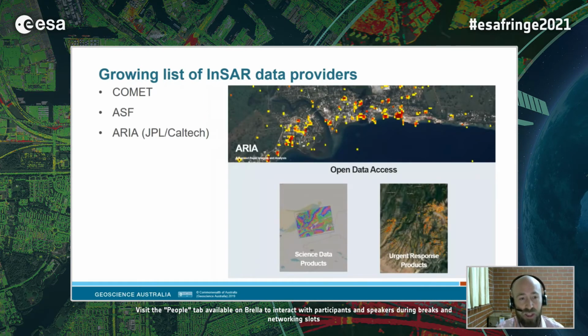And then similarly with the ARIA project in America from JPL Caltech, they have similar processing methodologies. They're starting to make available Sentinel-1 products. I think we're hearing a bit more about that later in this session as well. And there might even be a lot more data providers than just these three. I know that Geoscience Australia also has plans to make available interferometric products. There may also be startup companies or other industry players that are starting to think about releasing data products.